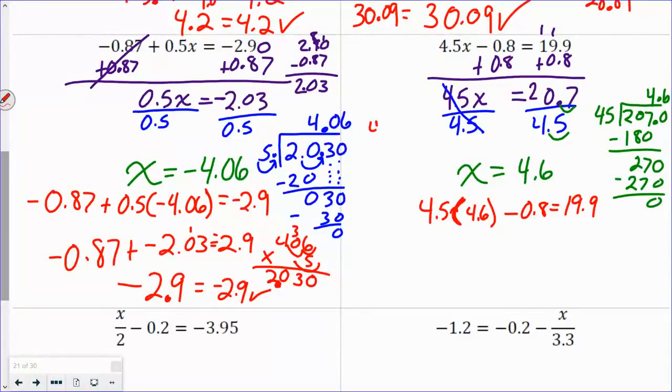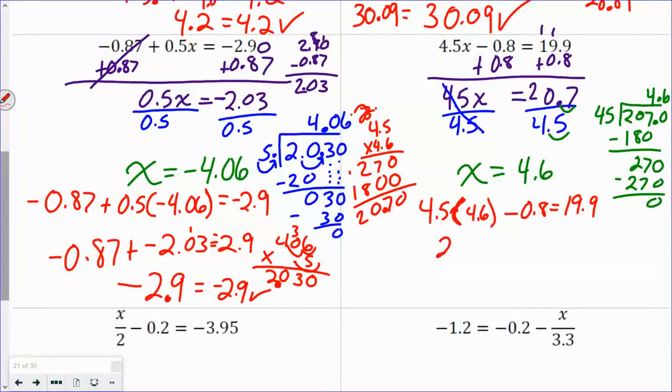Okay, take our 4.5 times 4.6, 6 times 5, 30, 24, 25, 26, 27. Add your zeros. 4 times 5, 20. 4 times 4, 16, 17, 18. Move our decimal over twice.